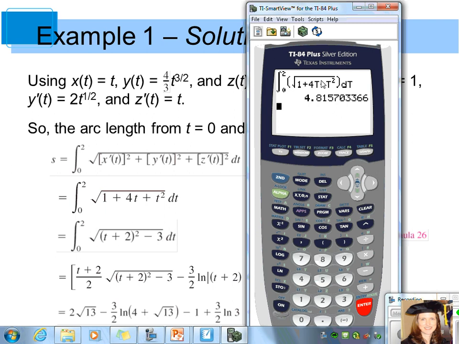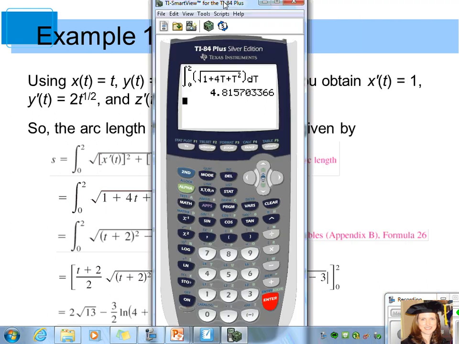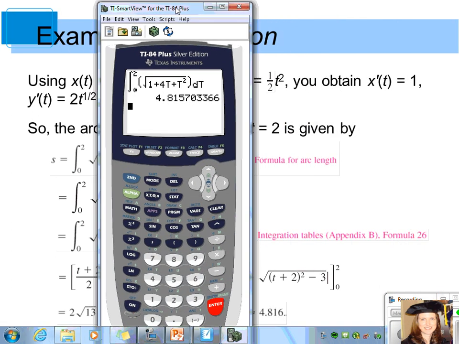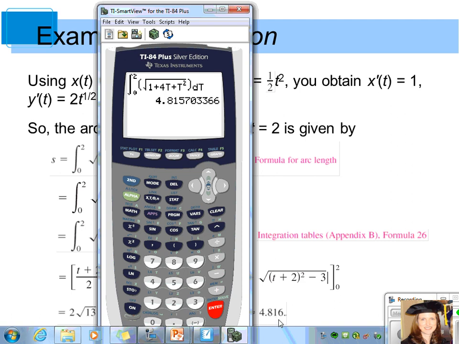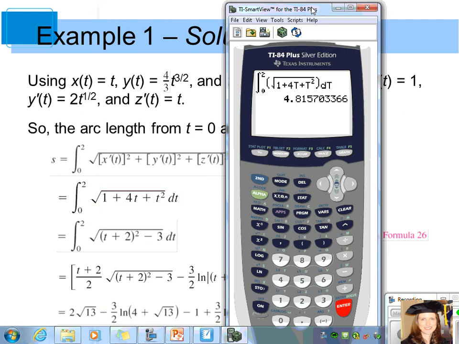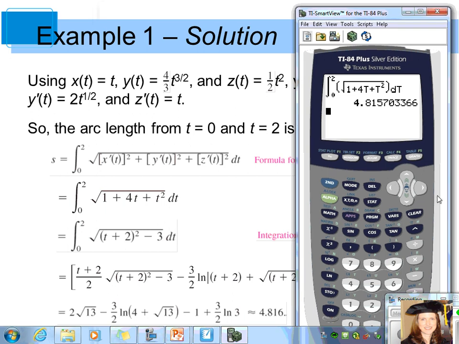You can see the calculator only gives the approximation of the arc length of 4.8157. And you see that that agrees with what is shown when you do the advanced integration technique using the tables in the back of the book.